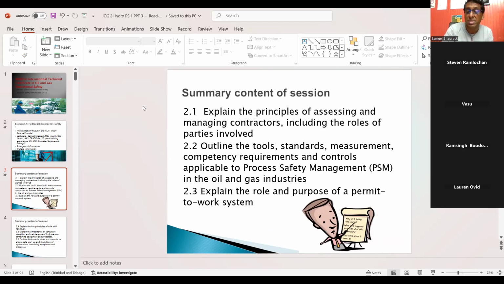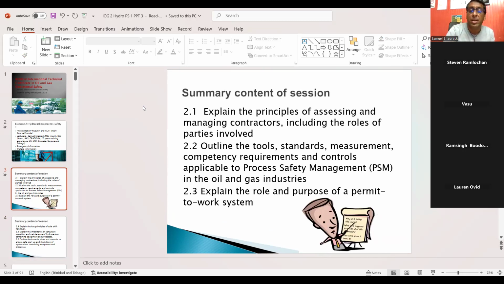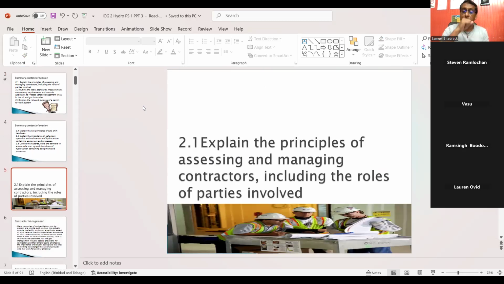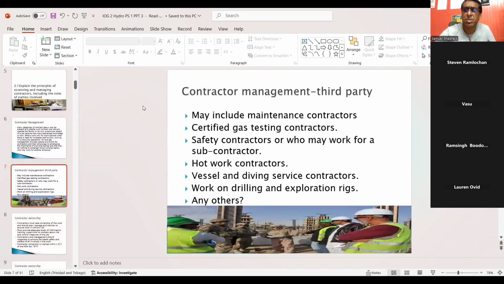But it's 90 something slides, so it may still be the whole Sunday. Look how much more it has again. We wouldn't reach 2.4 and 2.5 and 2.6 tonight. This is definitely going to be Sunday, maybe from 2.3. So the first thing: explain the principles of assessing and managing contractors, including the roles of parties involved. So contractor management. I don't know if you want me to explain, to be honest with you all.